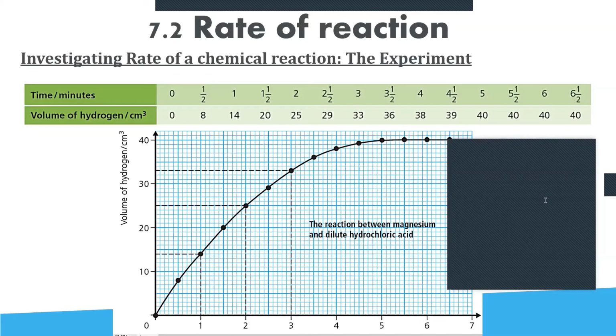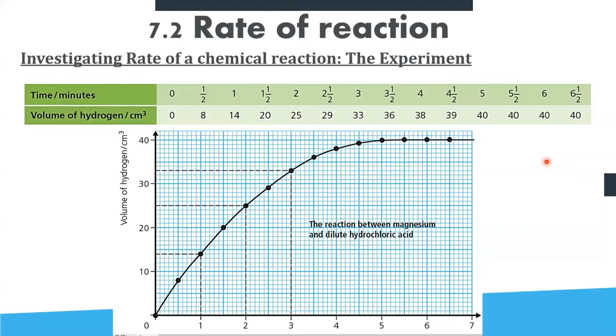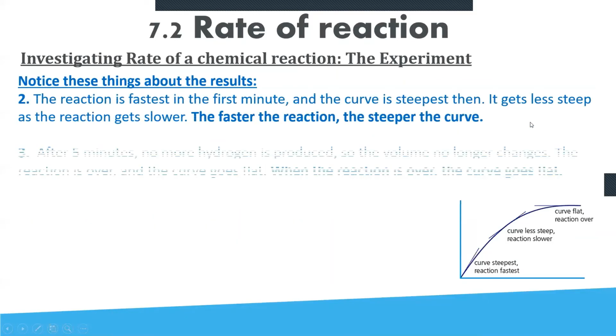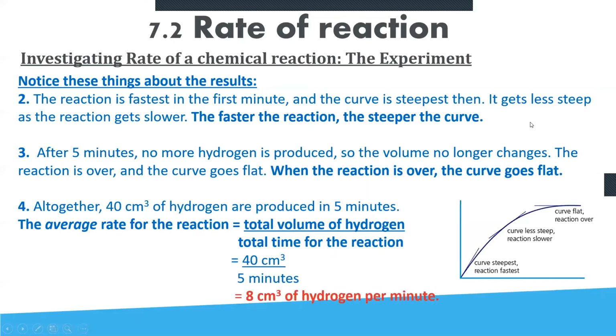The total volume will be 40, and the time it took for the reaction to complete was 5 minutes, because at 5 minutes the graph just flattened or became horizontal, right? So this time we have to take. You have to be very careful with that. Sometimes many students just take 7. So yes, 40 divided by 5 is equal to 8 centimeter cube of hydrogen per minute. 8 centimeter cube per minute. And you have to mention the units.